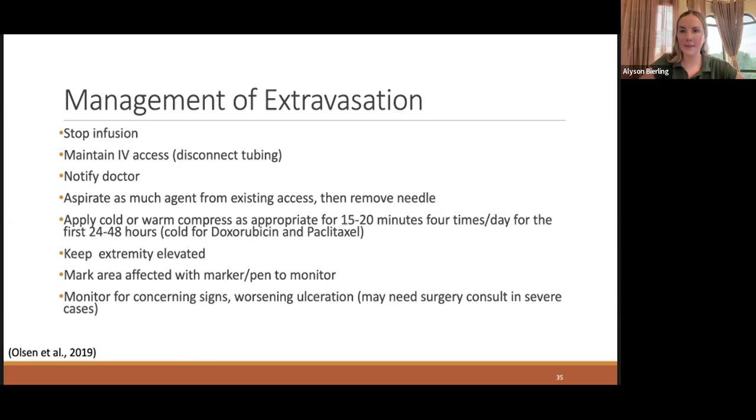And this too is something that we have standard operating procedures for: the administration of vesicant drugs and the management of extravasation. So we can share that with you so you have clear guidelines that you can refer to when giving these drugs.